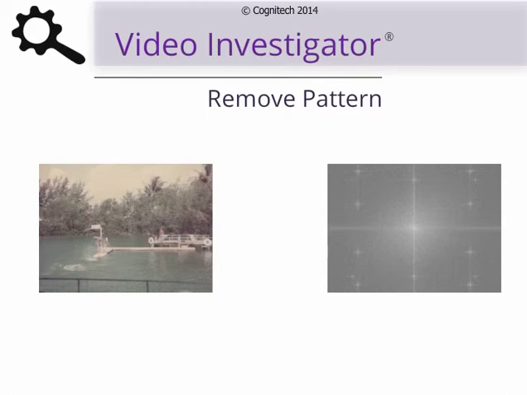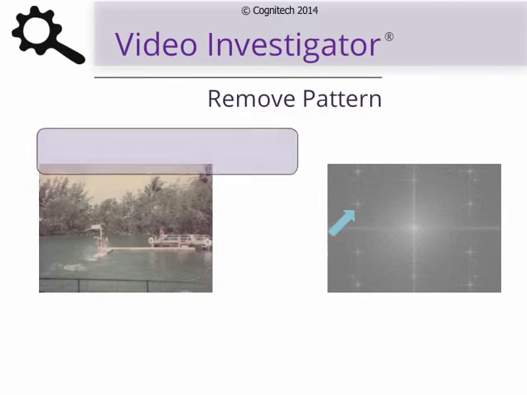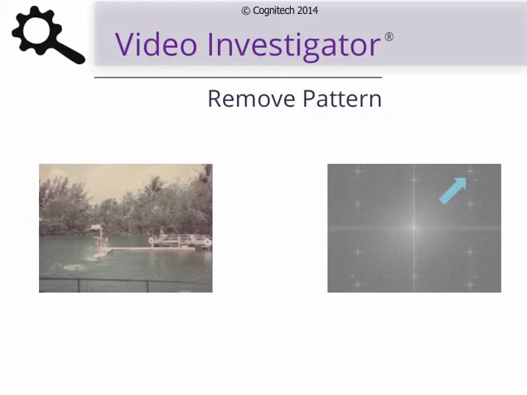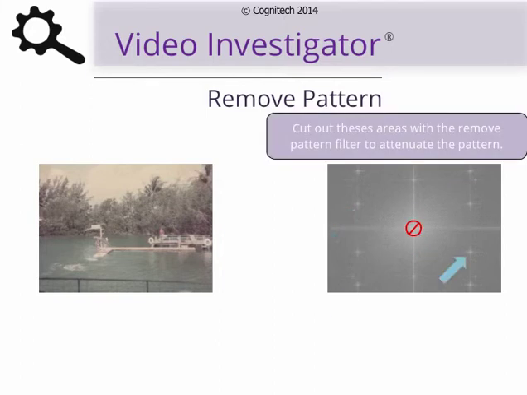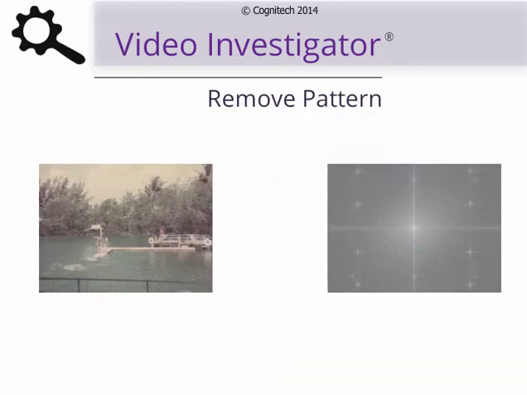Fourier transforms are particularly useful for identifying patterns. In an image's Fourier transform, distinct patterns in an image's frequency amplitude will often manifest themselves as localized regions that are brighter than the surrounding areas. These bright regions are correlated with the visible patterns in an image, with the exception of the center region, which often contains the non-patterned image information. We can use the Remove Pattern filter to perform mathematical surgery to remove these spots, making sure to avoid cutting out the center, and thereby generate an image with reduced pattern visibility.